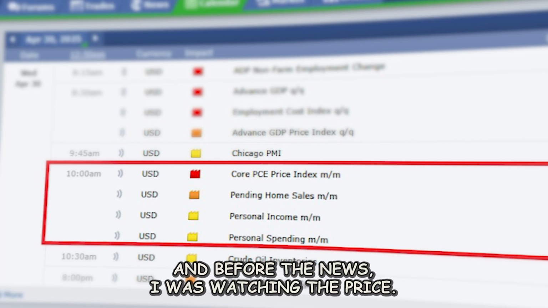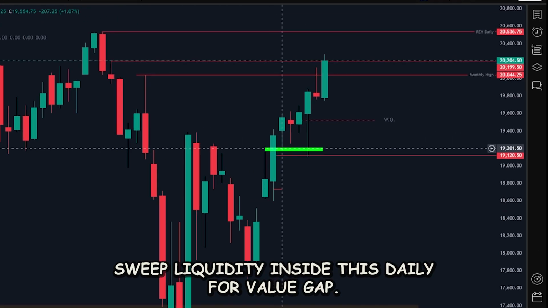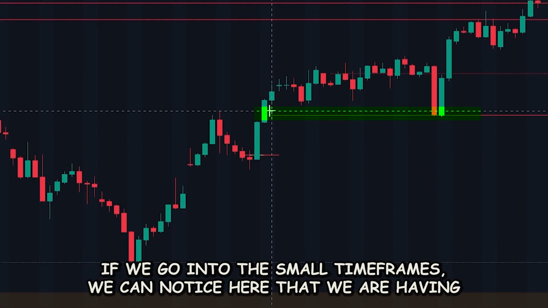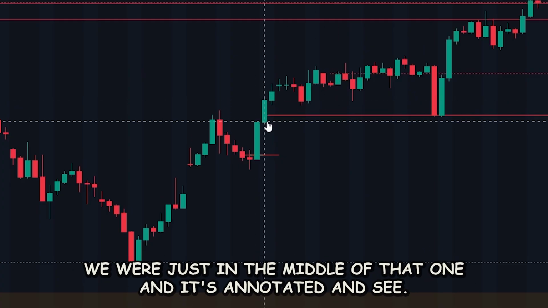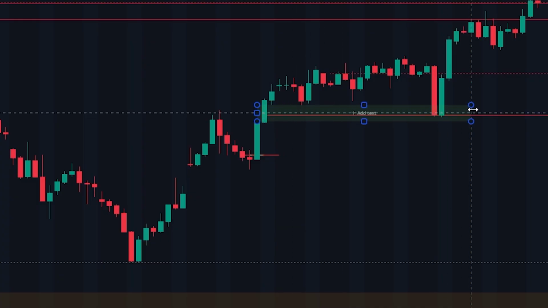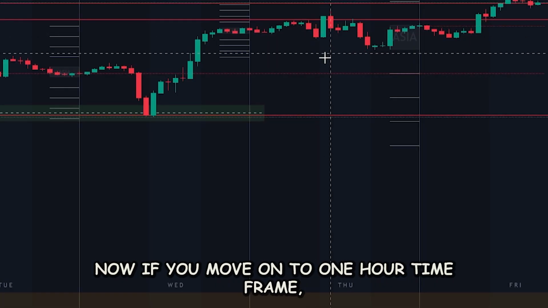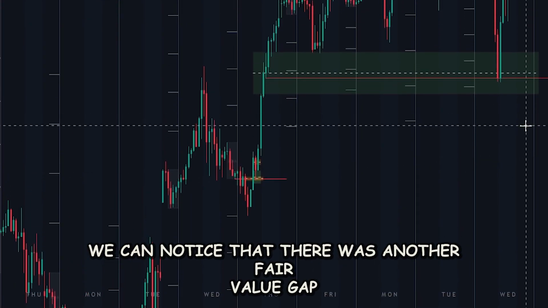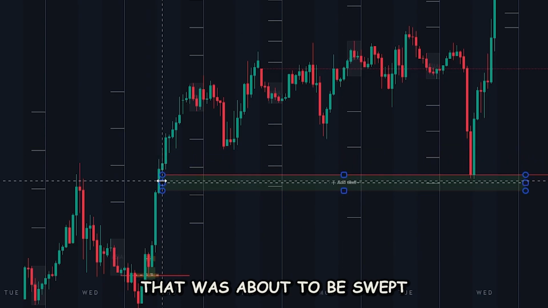Going into this trade before the news, I was watching the price sweep liquidity inside this daily fair value gap. If we go into the smaller time frames, we can notice here that we were having a fair value gap on the 4-hour time frame too. Meanwhile, we were just in the middle of that one. Let's annotate it and see. The price was almost respecting this one. Now, if you move on to 1-hour time frame, we can notice that there was another fair value gap that was about to be swept.